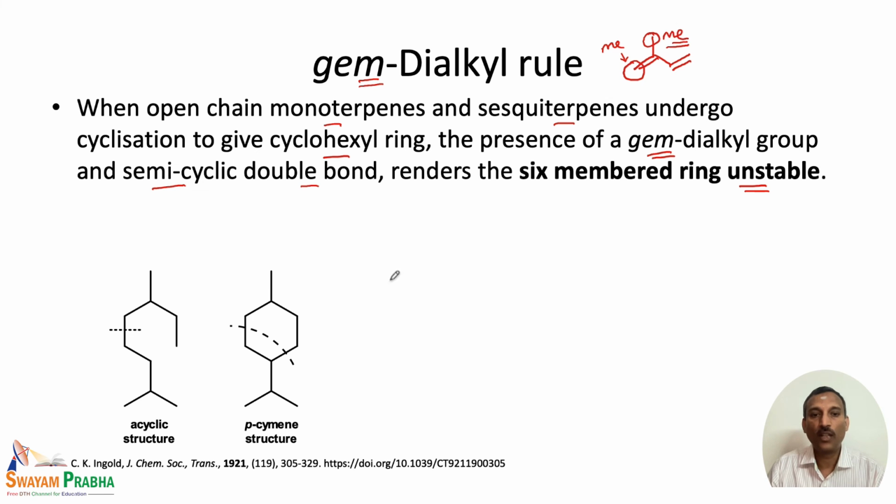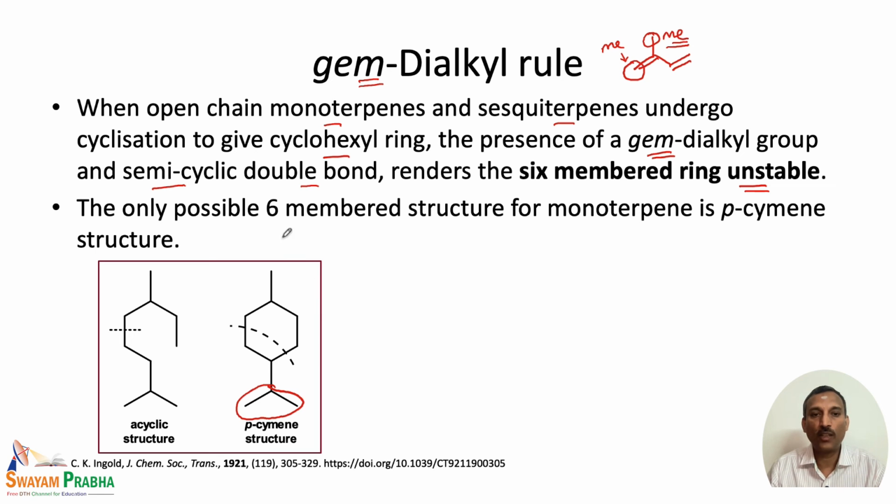So that means the gem-dimethyl group cannot exist within the 6-membered ring, but is actually kept outside of it. In the cyclic system they are not present because they lead to instability in the case of a simple 6-membered ring unit. So when we talk about a simple 6-membered unit, the paracymene type structure is the only thing that is possible for this kind of terpene. In other words, the gem-dimethyl group is kept outside of this ring.